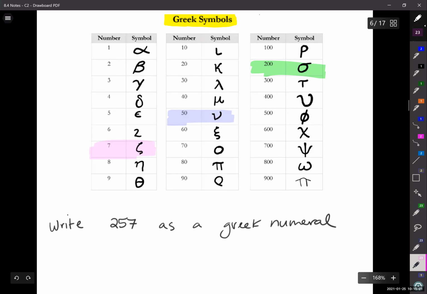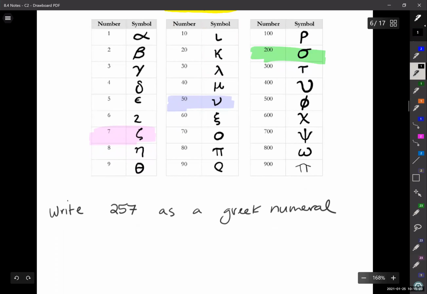Okay, so one by one we find our appropriate symbols. We've got one for 200, 50, and then 7, and something like that.